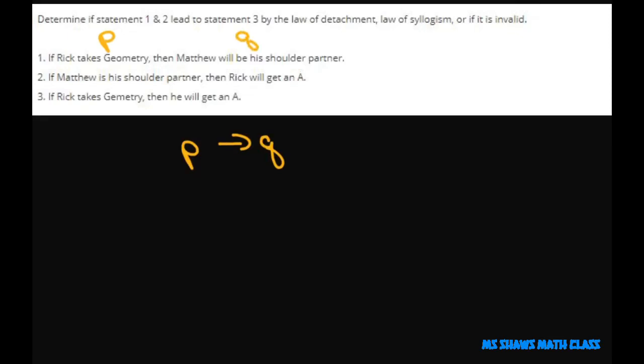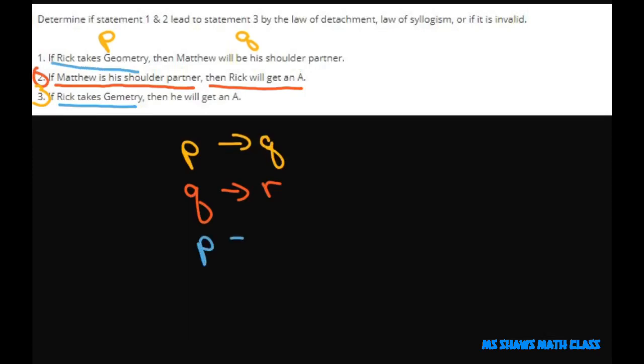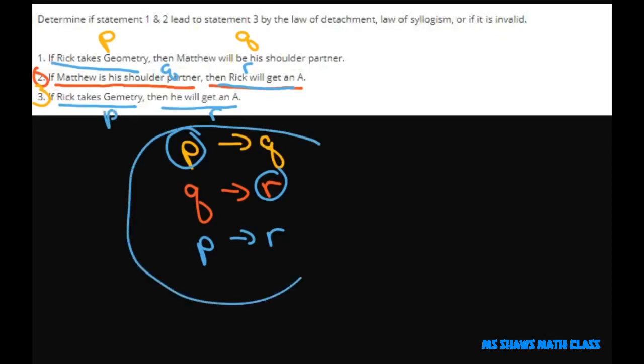Now we're going to look at what the second statement says. If Matthew is his shoulder partner, which is your Q, so you're going to write if Q, then we have another statement: Rick will get an A. So that would be then R. Statement 3 states if Rick takes geometry, which is this first statement, so that's if P, then Rick will get an A. So that's if P, then R. This is Q, R. So now we have P, R. So if it follows this pattern, this is called law of syllogism.